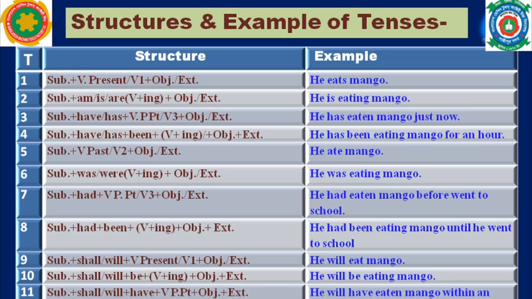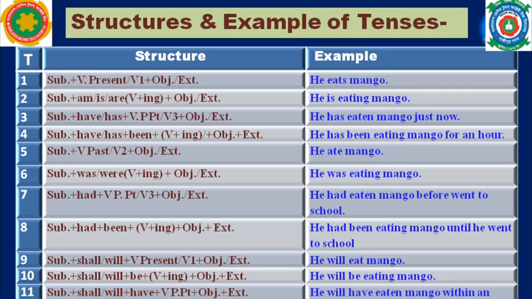So here are the structure and an example. He eats mango. It's present indefinite tense. He is eating mango. It's present continuous tense. But we have to understand what we mean by present indefinite tense. Present indefinite tense means that which occurs at present time, that we do on a regular basis. It may be routine work, it may be a habitual fact, it may be a universal truth.